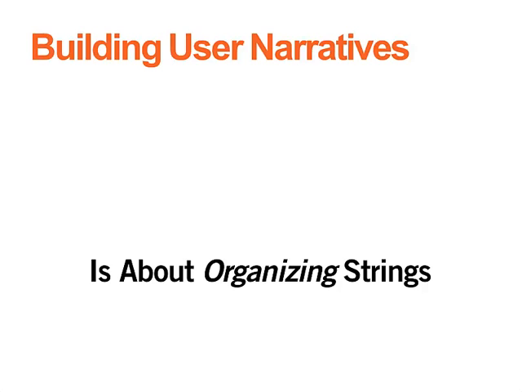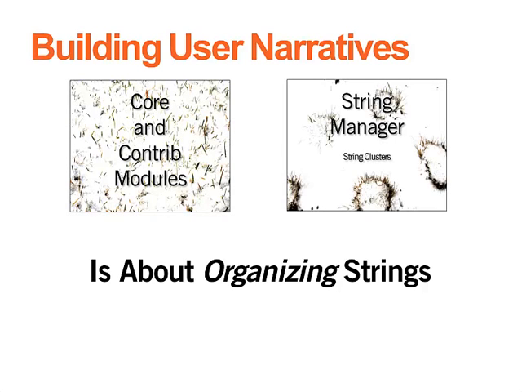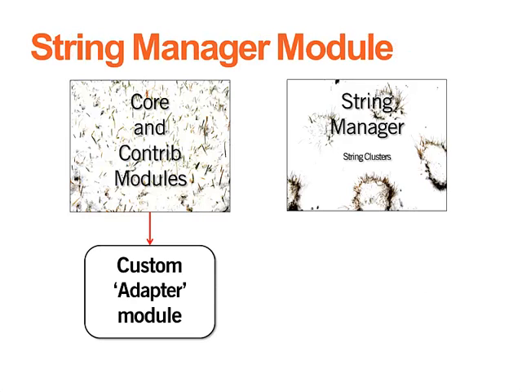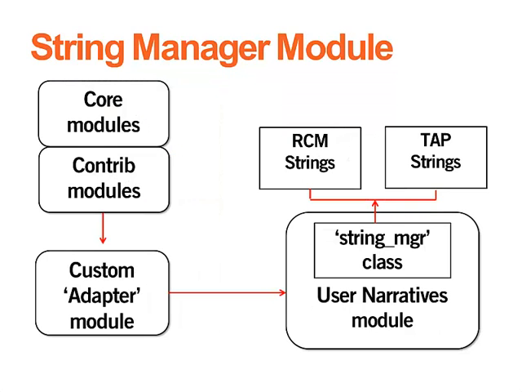So in Drupal, you have core and contributed modules, and we want to connect it to these clusters of strings. And we do it through an adapter module. It's a custom module connecting to the module that I built, the user narratives module, which contains this string manager class. And that's basically the arrangement that's required. And then those things out there are basically files. In this case, one install would have sets of files for, say, the Canadian version, and a different install for the American version would have a different set of files, so you can swap the files in.